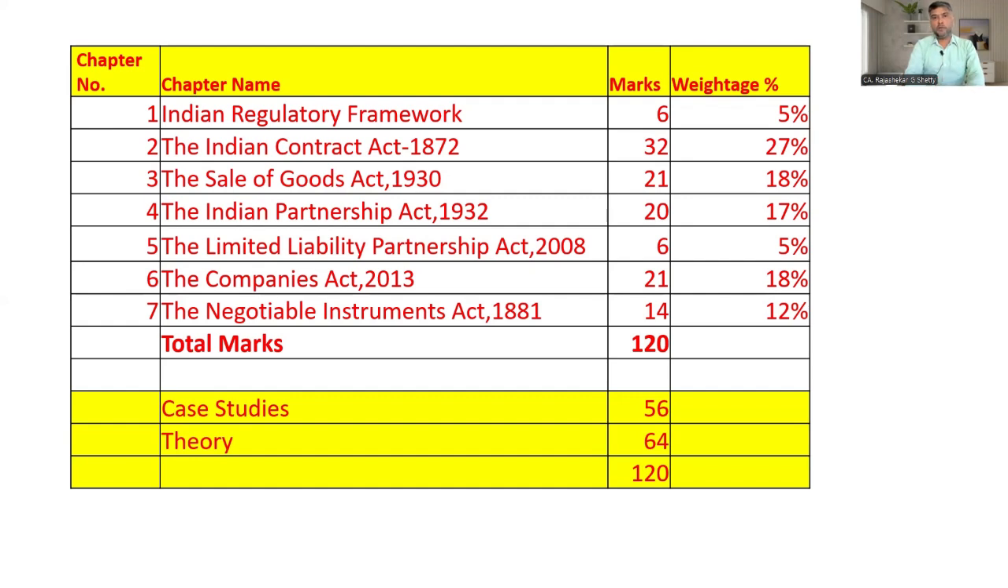Basically, the question paper will be prepared with 6 questions and for 120 marks. The first question is compulsory. Of the remaining 5, you have to answer 4 questions. Each question will carry 20 marks. The paper is set in such a manner that case studies are 56 marks and theory weightage will be 64 marks. Let us see how these questions are designed.